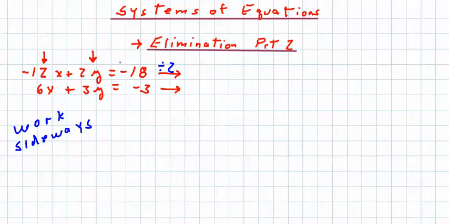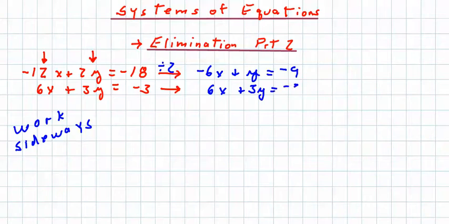All right, negative 12 divided by 2 gives me negative 6x. 2 divided by 2 gives me 1y. And negative 18 divided by 2 gives me negative 9. Then we have 6x plus 3y equals negative 3. That equation remained unchanged. When I add these two equations together, the x's are going to eliminate.